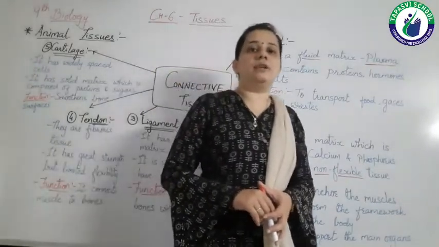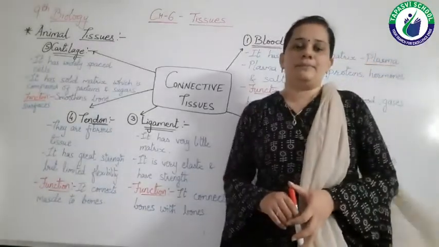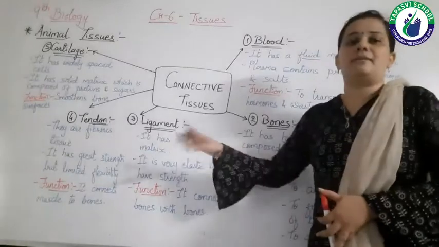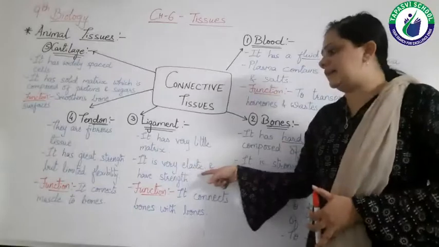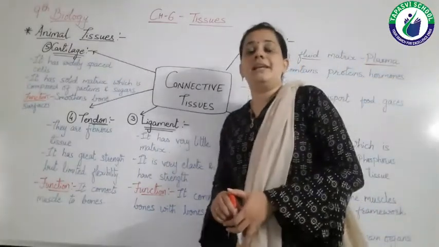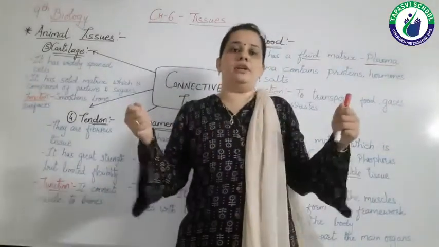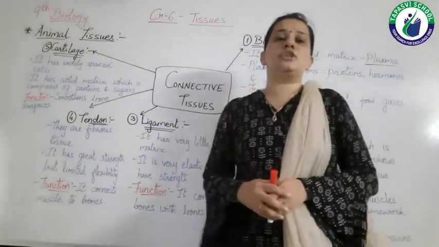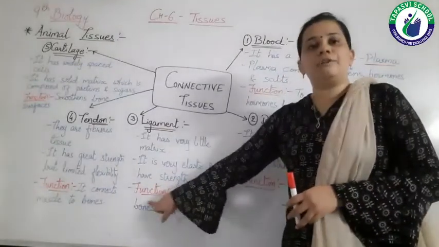Now the third connective tissue that we have to study is ligament. Ligament has very little matrix inside it. It is very elastic and has considerable strength. It means the ligaments are elastic, they can be pulled, right? So they are elastic and have strength inside them. What is the function of ligament?